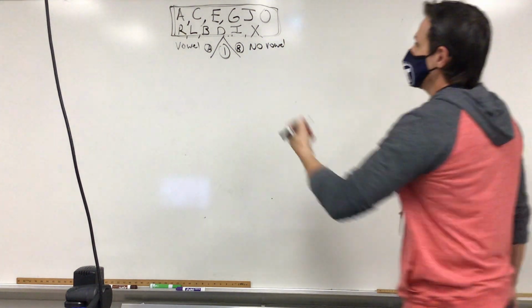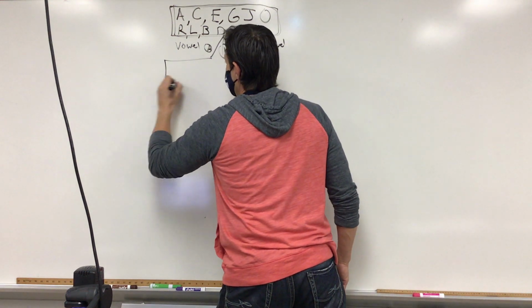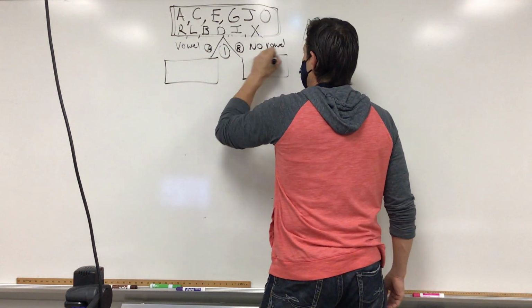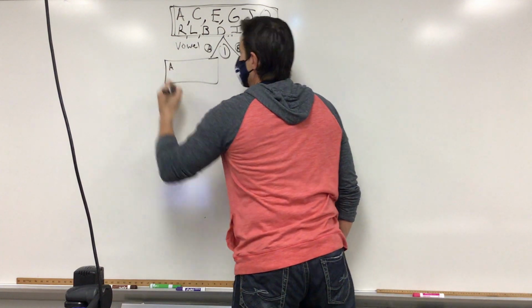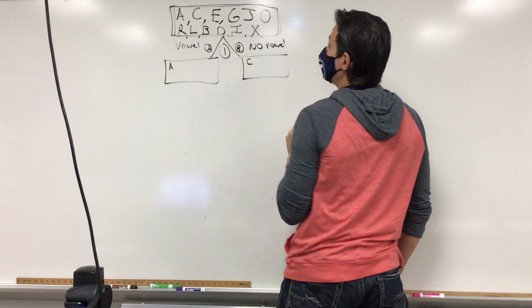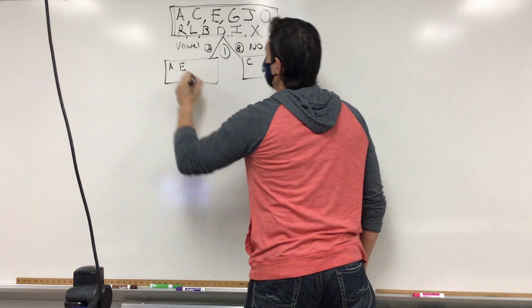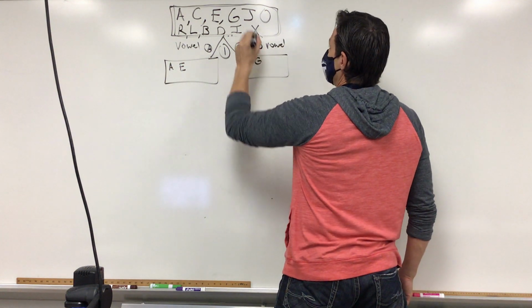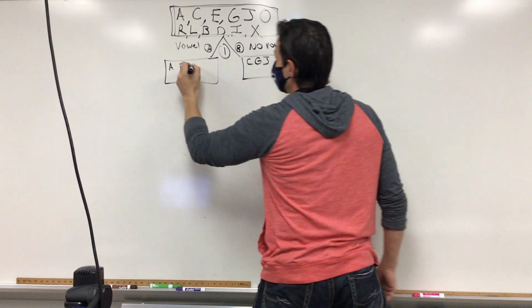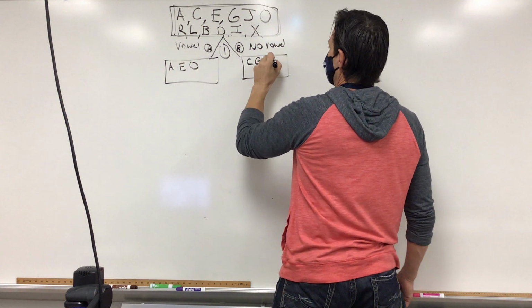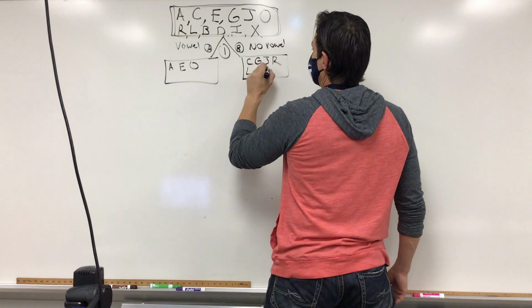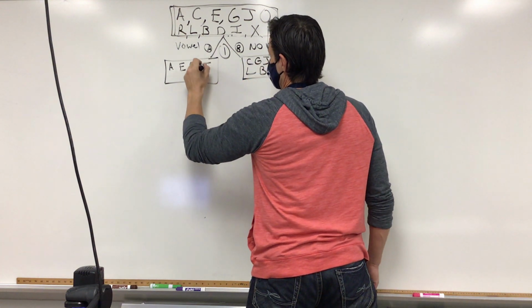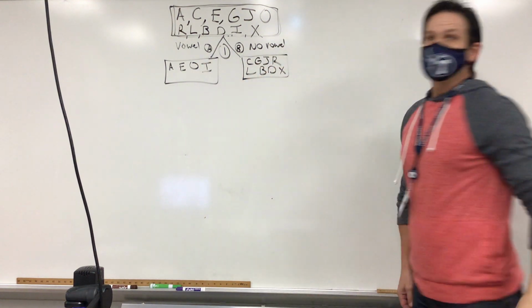Okay, I'm seeing all nine heads. Good, good, good. So then we just create a little box here, 1A, 1B, and we just start. Okay, is A a vowel? Yep. C a vowel? No. E a vowel? Yes, A, E, I, O, U. G? No. J? No. O is? R? No. L? No. B? No. D? No. I? Yes. X? No. That's pretty easy, wasn't it?